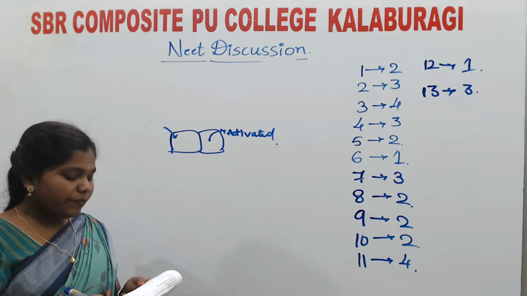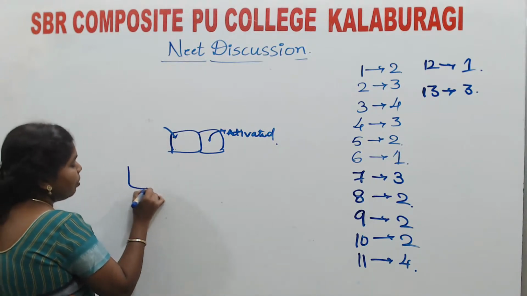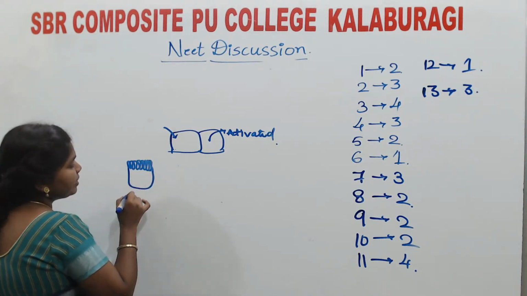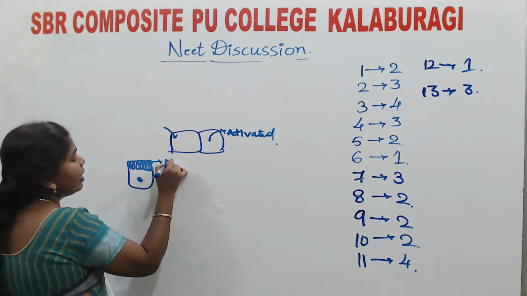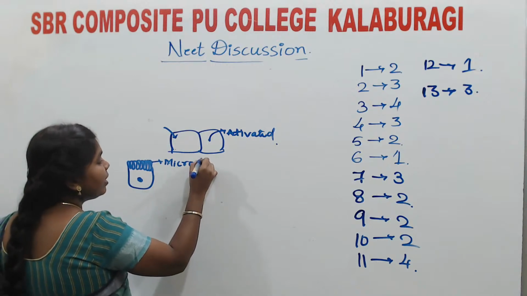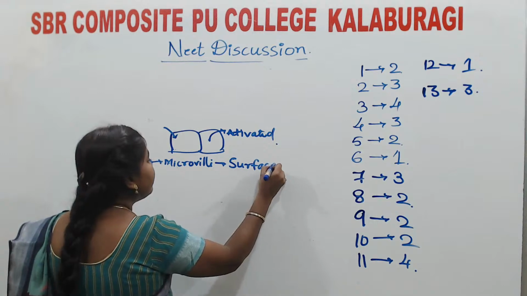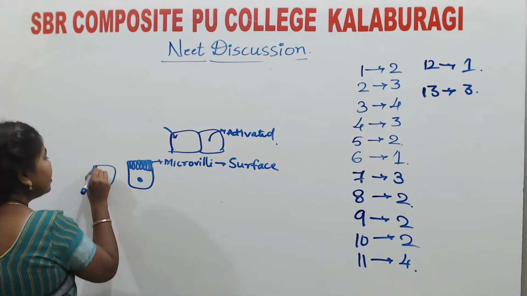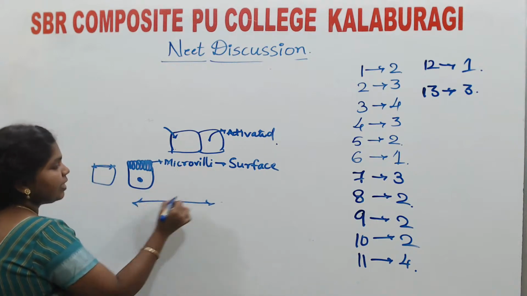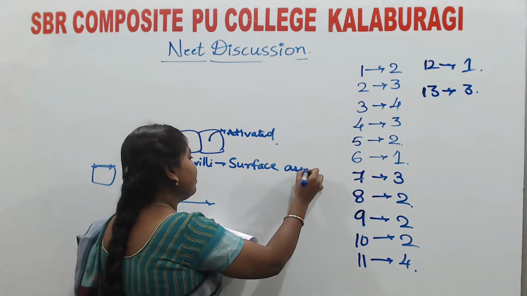The first option they have given is microvilli. See, microvilli are small finger-like projections present open towards the surface. When the tissue is in absorption and secretion function, they increase the absorption surface area. When we take the normal cell, this is the length, and when we enlarge it with microvilli, this increases the surface area for absorption. That is the function of microvilli.